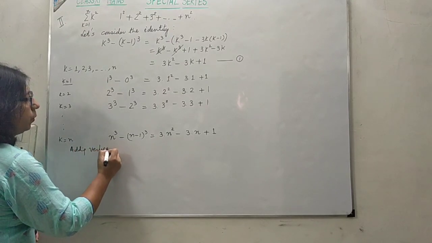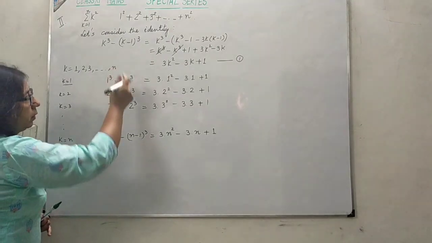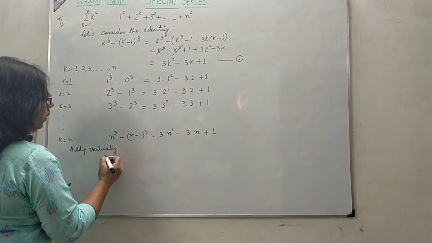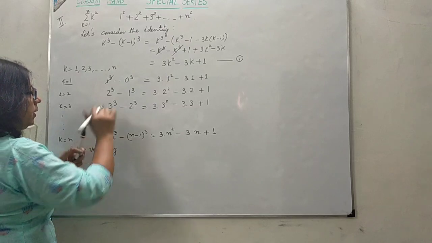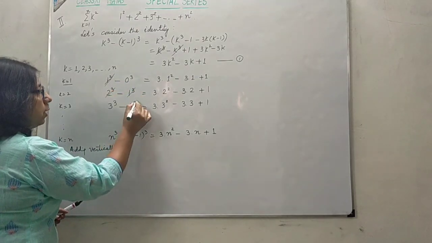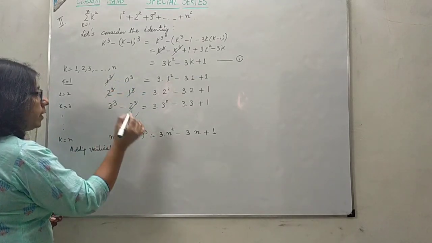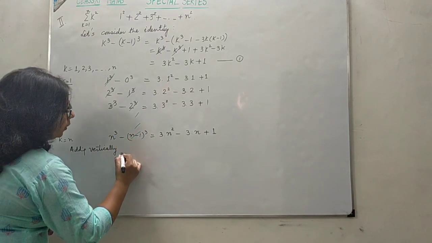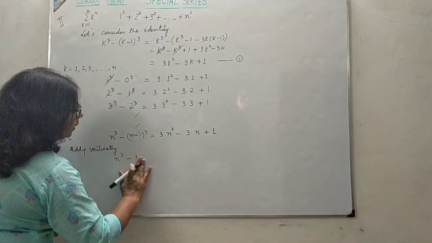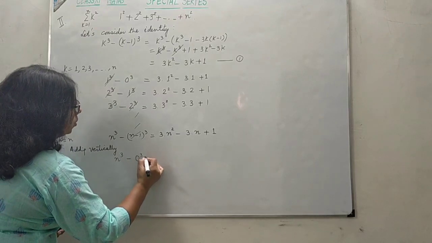In this I have substituted 1, this is 2, this is 3, and if I go vertically, column wise you may say, this whole sum will give you these terms. Can you see the pattern? This cancelled out with this, cancelled out with this, and the next one with this, and the previous one with this, and we are left with two terms on the left side, that is n cube minus 0 cube.